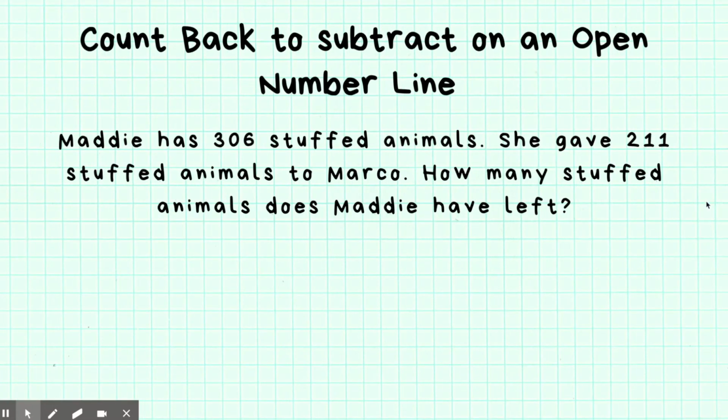The strategy that we're going to be looking at in this video is count back to subtract on an open number line. So that is how we are going to be solving this problem using an open number line. We will be using the counting back method. So the problem is, Maddie has 306 stuffed animals. She gave 211 stuffed animals to Marco. How many stuffed animals does Maddie have left?